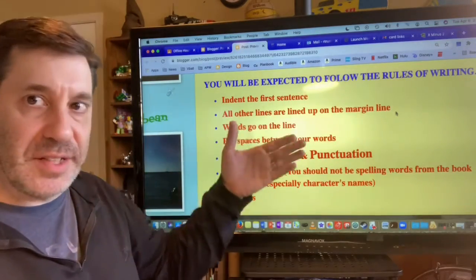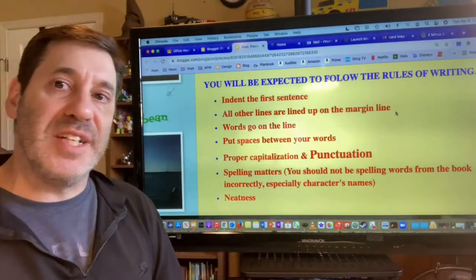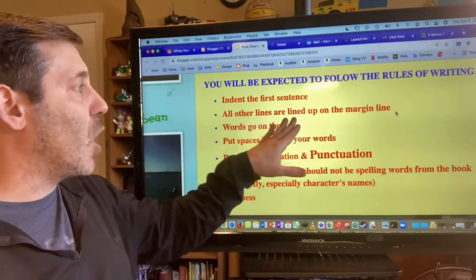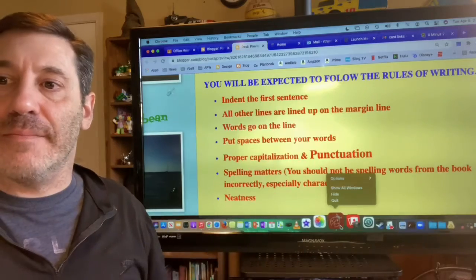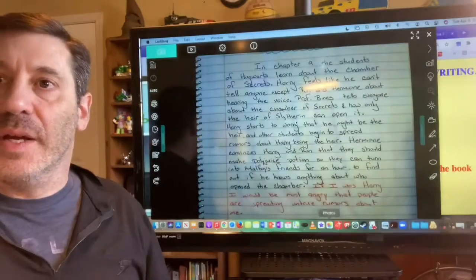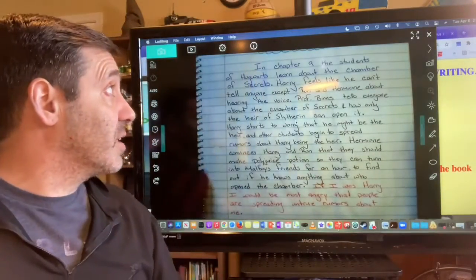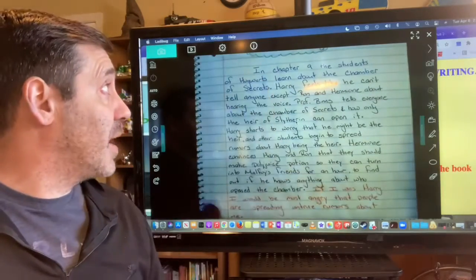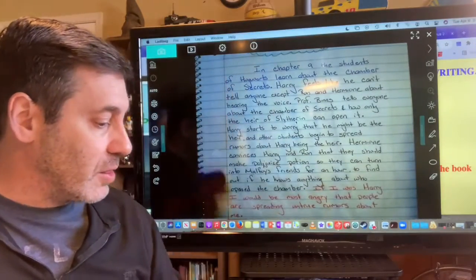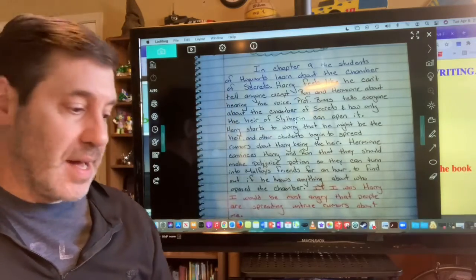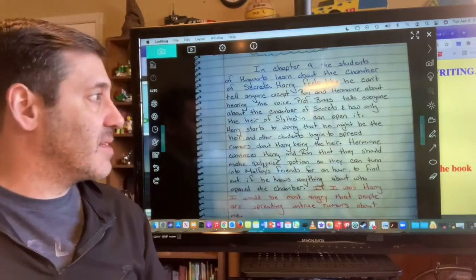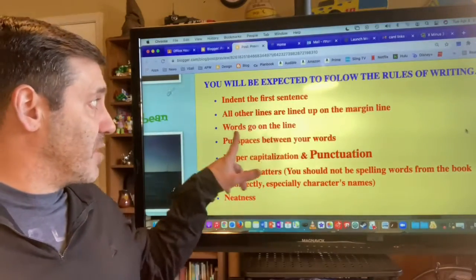Make sure that you're indenting the first line. You're writing a paragraph. You need to indent. Make sure that all of the other lines are lined up along the margin line. So when I look at mine, you see I've indented the first line, which means I've pushed in the first line. And all my other lines are lined up right along the margin. This is called the margin line. Okay. And my writing is neat and it's on the lines. And that's what I wrote right here.